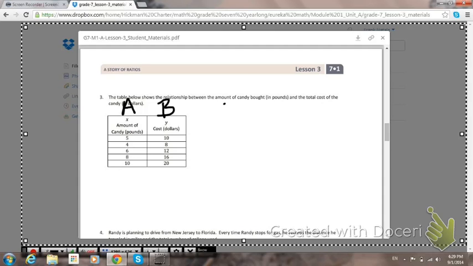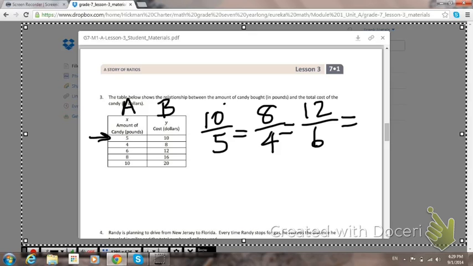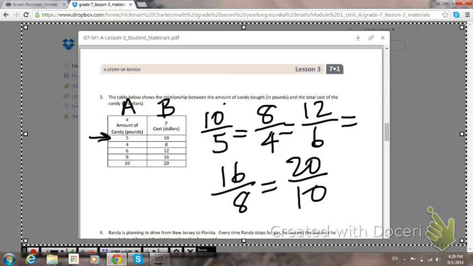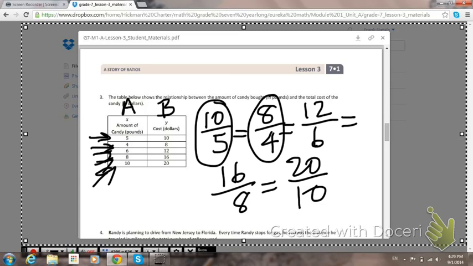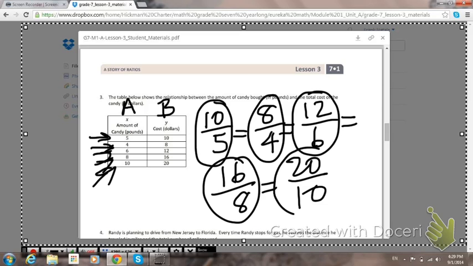The first one you can see is 10 over 5. That is equal to 8 over 4, which is equal to 12 over 6, which is equal to 16 over 8, which is equal to 20 over 10. I'm using all of these values here to get these fractions or ratios. And all of these, 10 over 5, 8 over 4, 12 over 6, 16 over 8, 20 over 10, are all equal to 2. That's our unit, in this case, a unit price: $2 per pound.